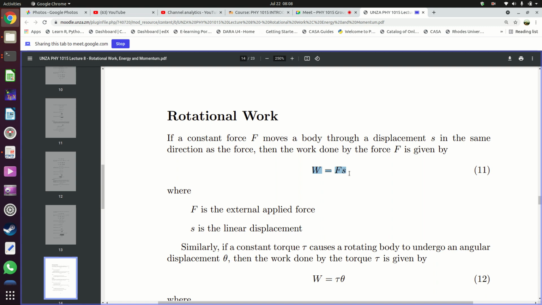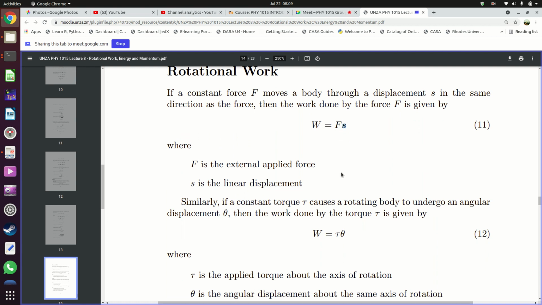Yes, it's clear. Now the same thing applies with rotational work. We have seen that there is something called rotational kinetic energy, given by KE_rot equals half moment of inertia omega squared. So when you perform rotational work, since for you to perform work you need force and displacement, a similar thing applies when you are performing rotational work.